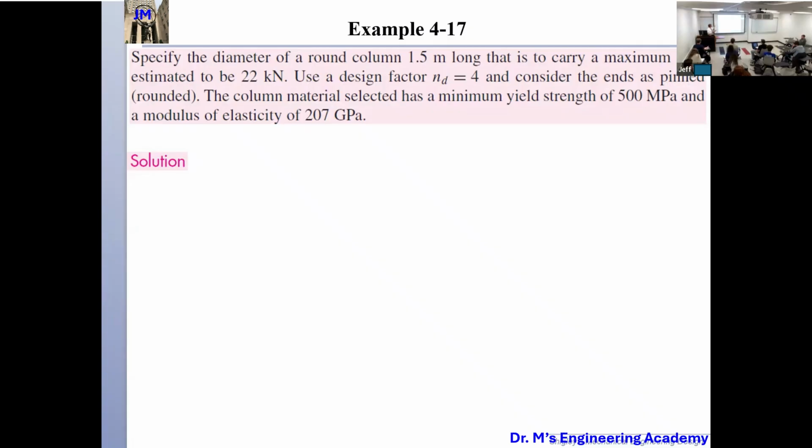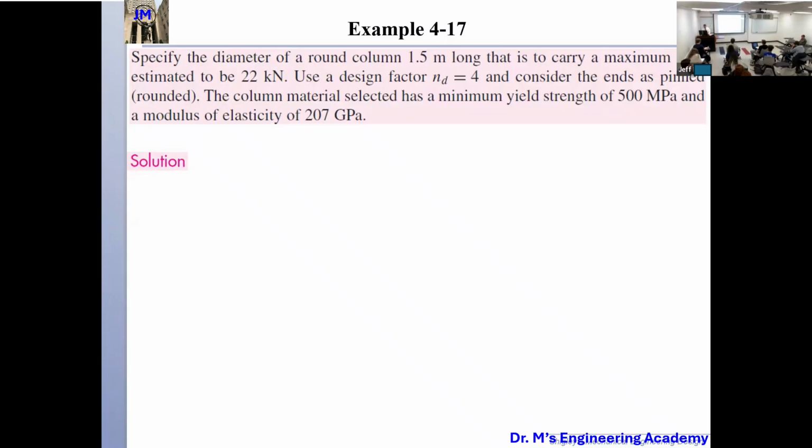Use the design factor. The design factor is a safety factor. N_d equals 4 because I'm very conservative. I don't want this column to fail and hurt anybody. Consider the ends as pinned, rounded ones. Pinned is C equals 1. The column material selected has a minimum yield strength S_y of 500 megapascal, and a modulus of elasticity, Young's modulus, equal to 207 gigapascal.